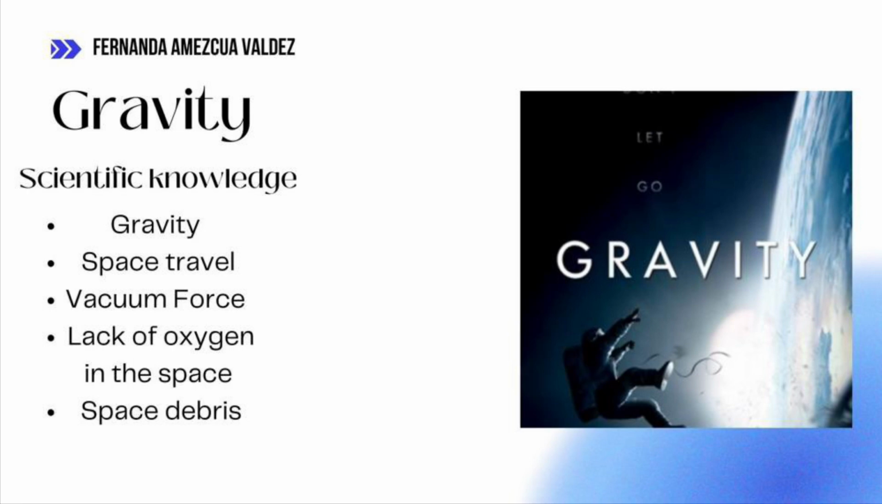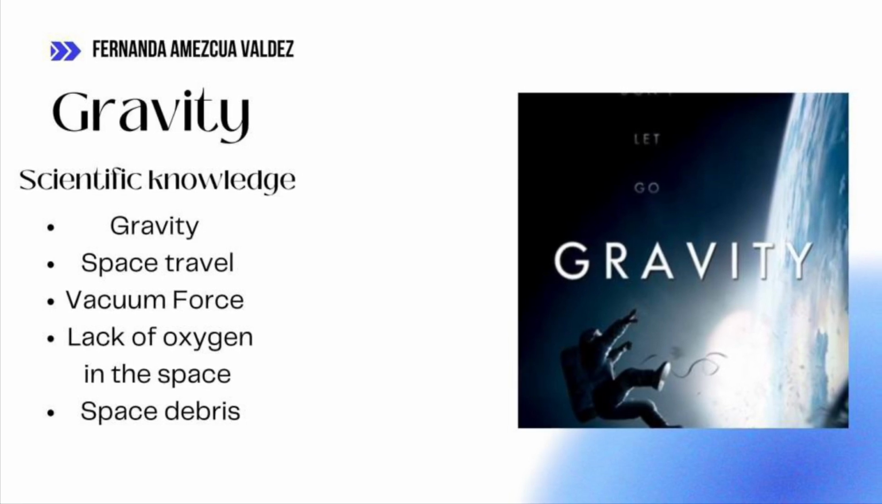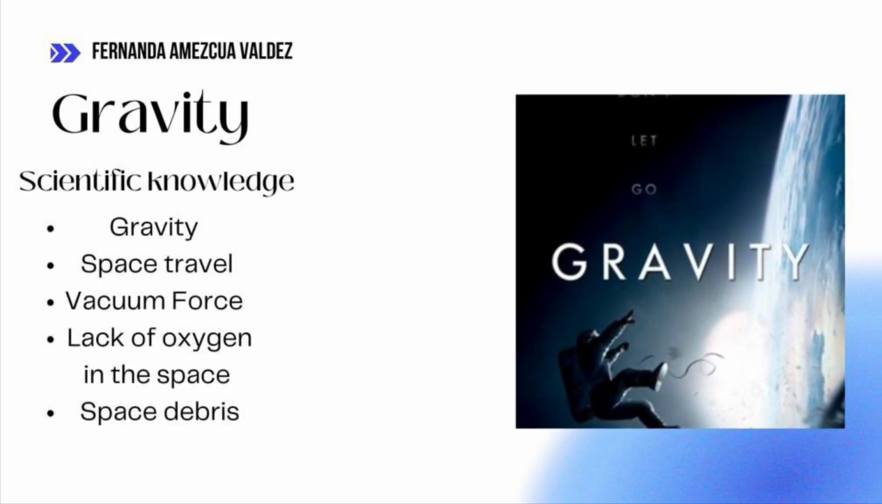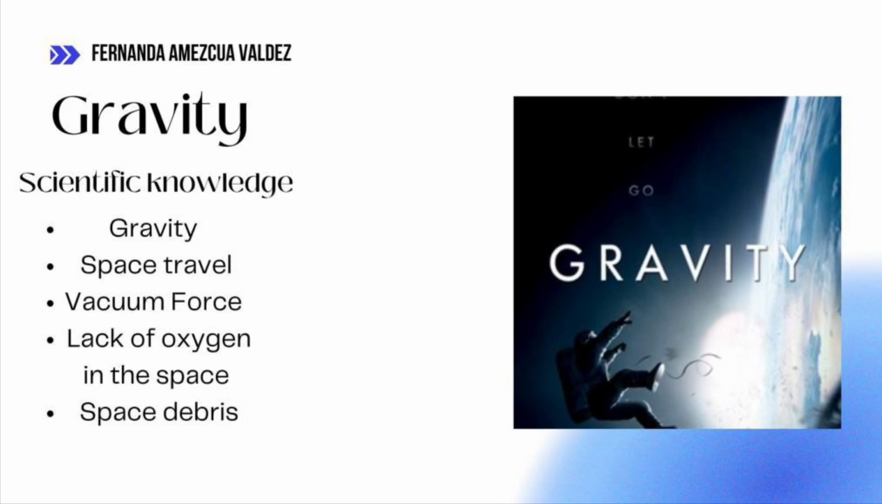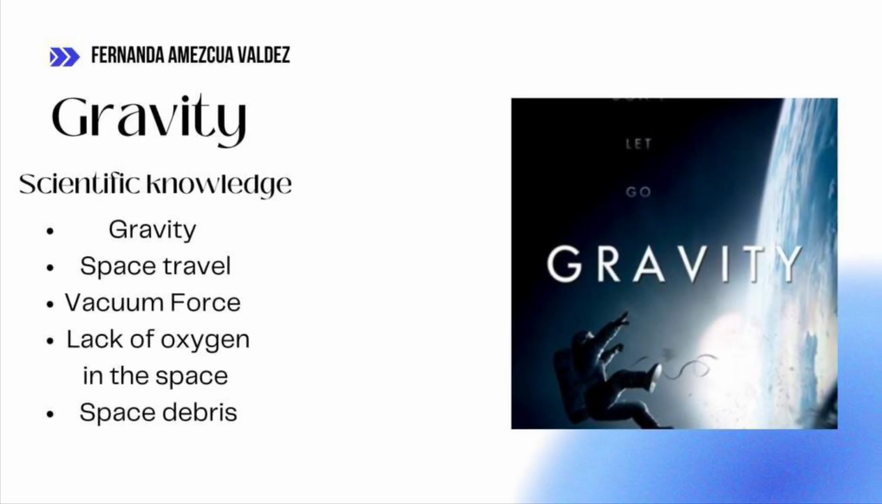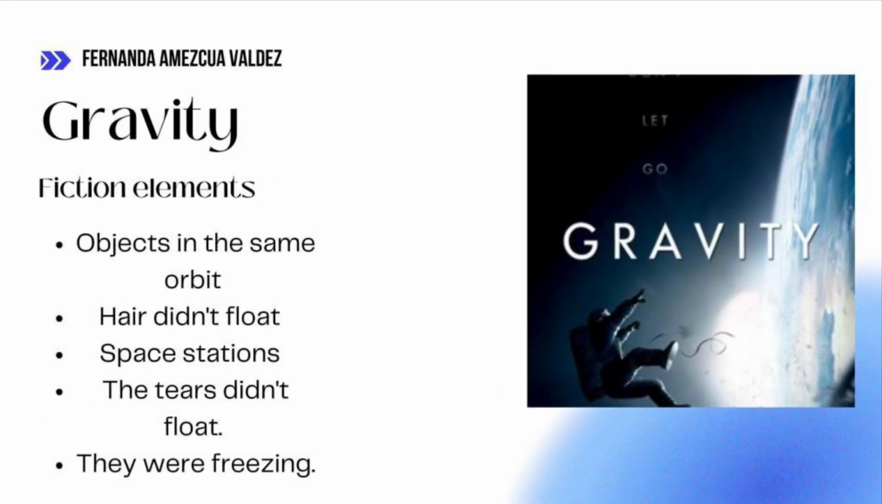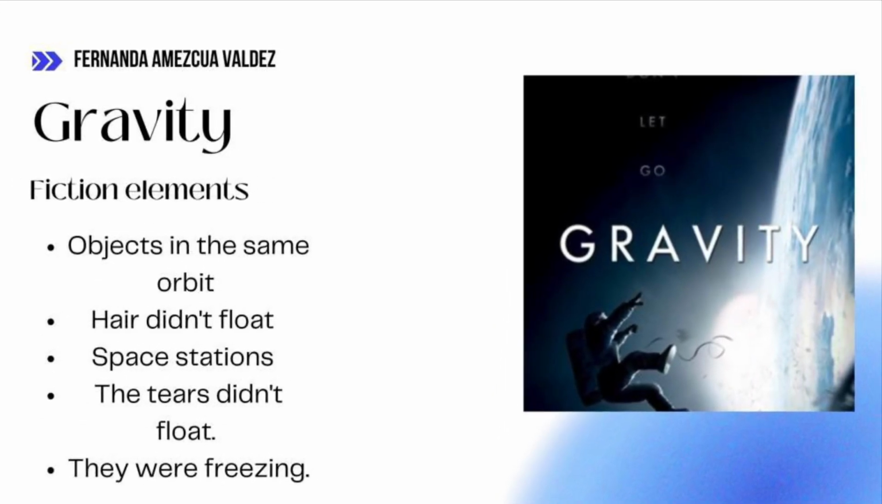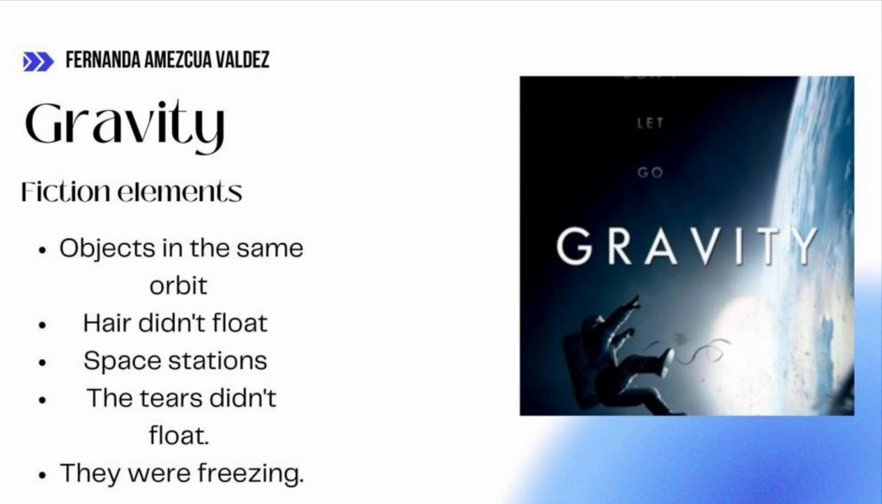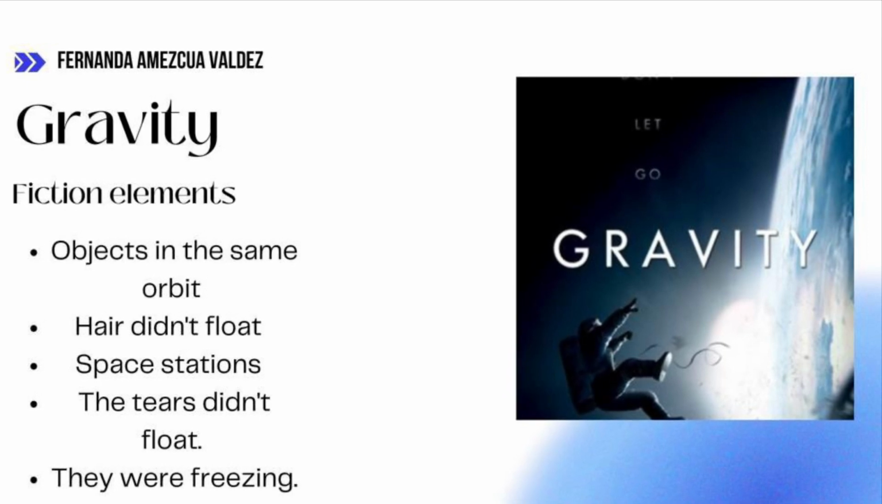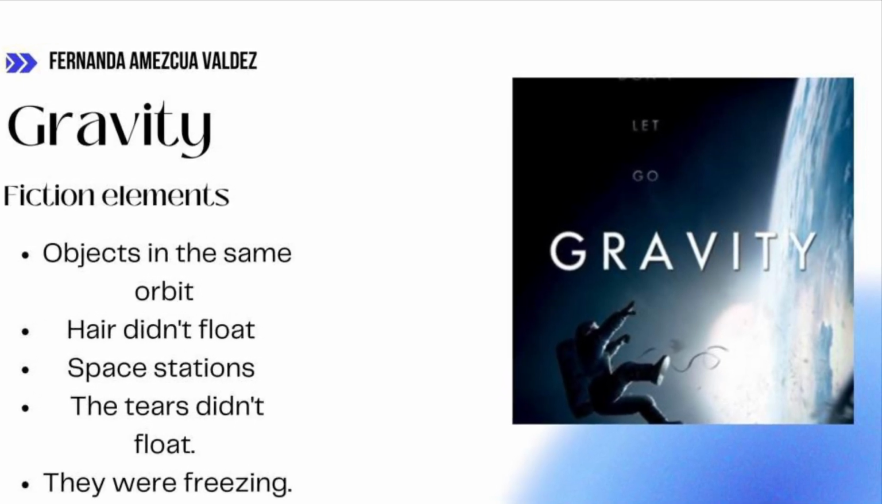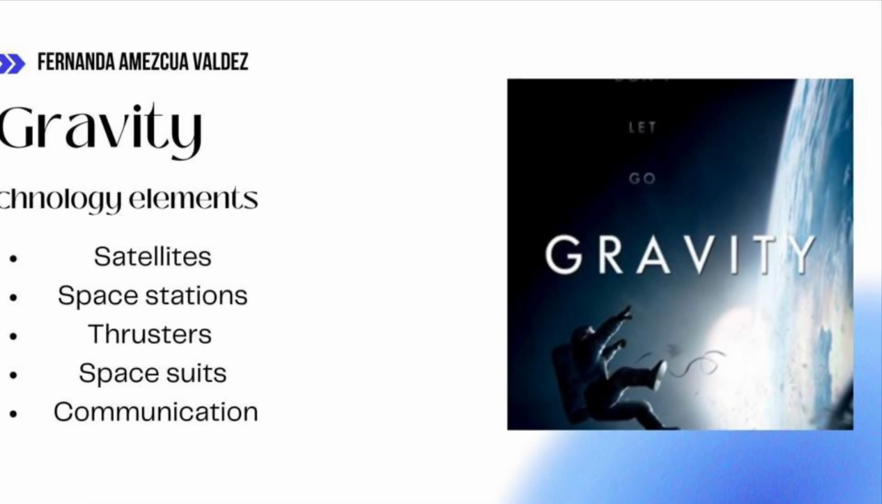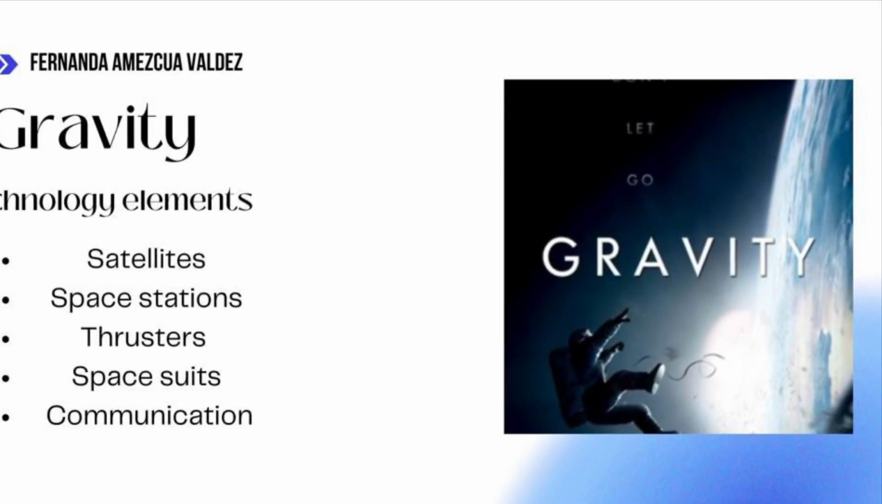I'm going to talk about the movie Gravity. The scientific knowledge in this movie are gravity, space travel, vacuum force, lack of oxygen, space debris. The fiction elements are objects in the same orbit, Earth didn't float, space stations, the theories didn't float, they were freezing. The technology elements are satellites, space stations, thrusters, spacesuits, and communication.